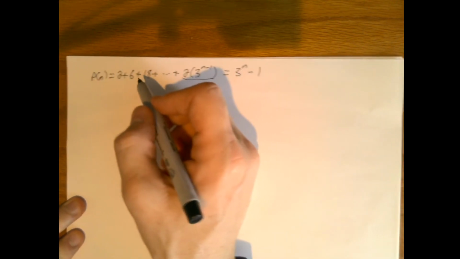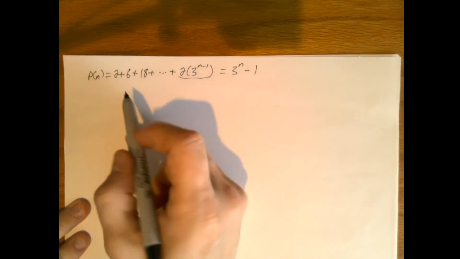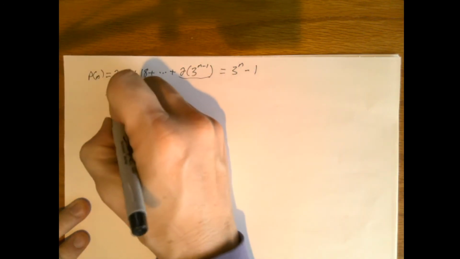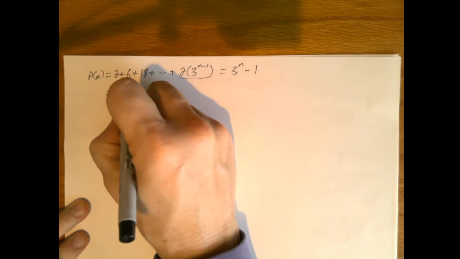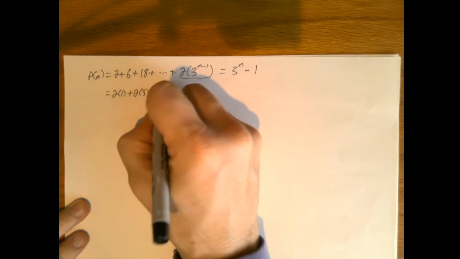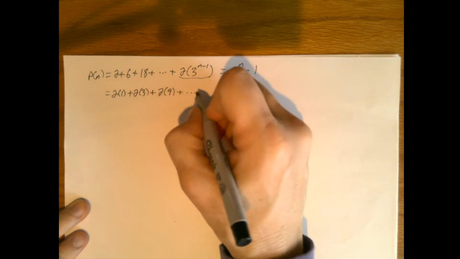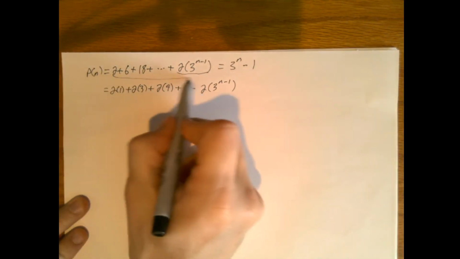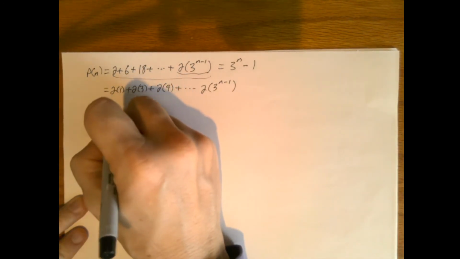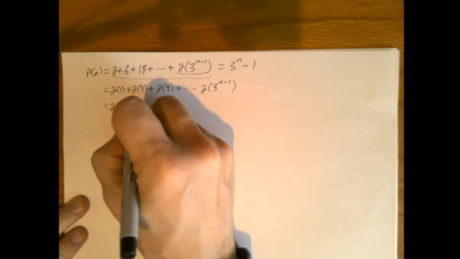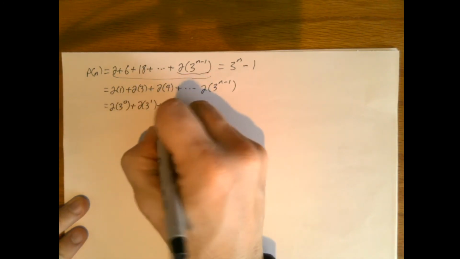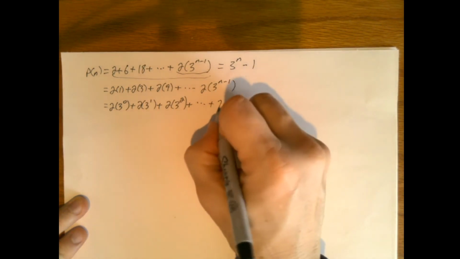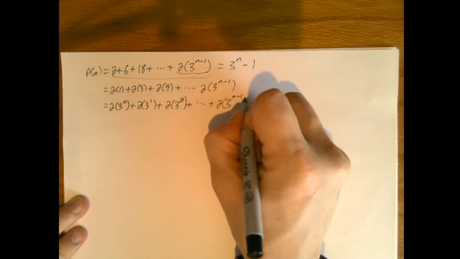So what is the association to the natural numbers? Well, this right here is equal to 2 times 1 plus 2 times 3 plus 2 times 9 plus dot dot dot plus 2 times 3 to the n minus 1 power. I'm just looking at this side. And so what is this really? 2 times 3 to the 0th power plus 2 times 3 to the 1st power plus 2 times 3 squared plus dot dot dot plus 2 times 3 to the n minus 1.